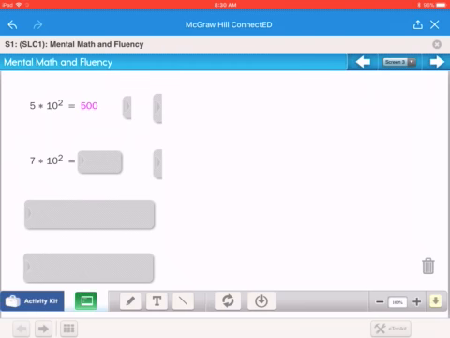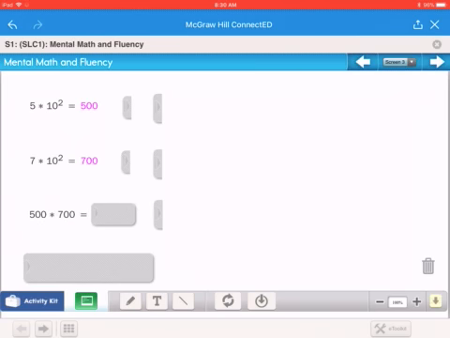The next one is 7 times 10 squared. 7 times 10 to the second power, 10 squared. So again, you have 7 times 1 is 7, and then 2 zeros at the end make it 700.